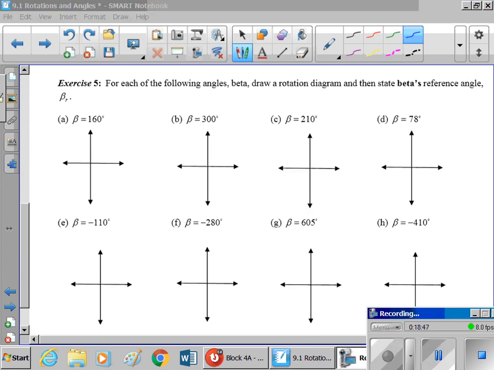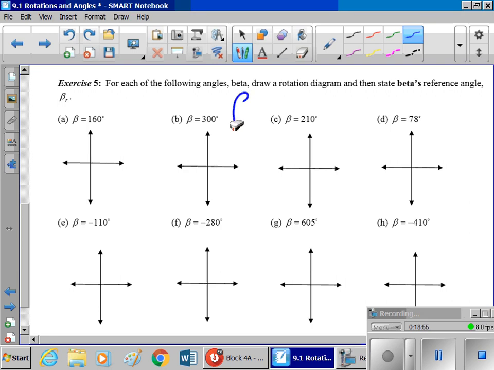All right, so our last exercise is going to be about reference angles. For each of the following angles, beta, draw a rotation diagram and then state beta's reference angle, beta r. Okay, we're old hands at drawing rotation diagrams now, right?